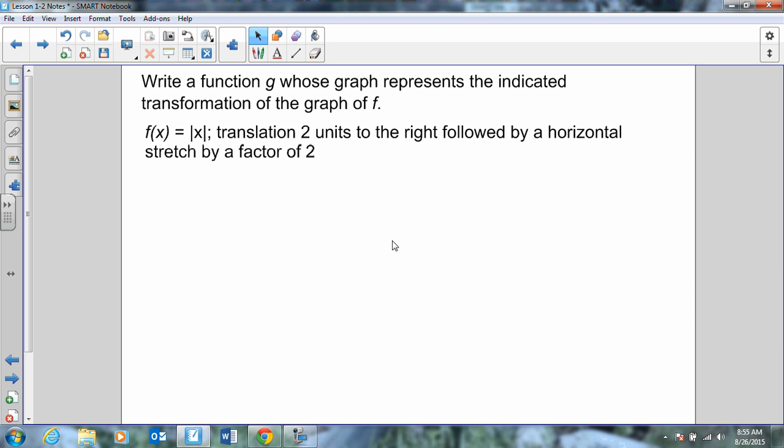So if we're going to move 2 units to the right, is that h or k or a? H. If we're stretching it, is that h or k or a? A. So we're going to mess with h and a. Those are the 2 guys we're modifying. Those are the 2 that we're using to modify it.